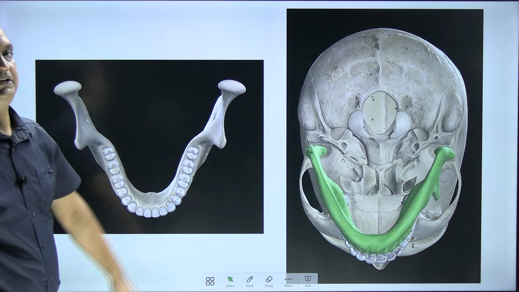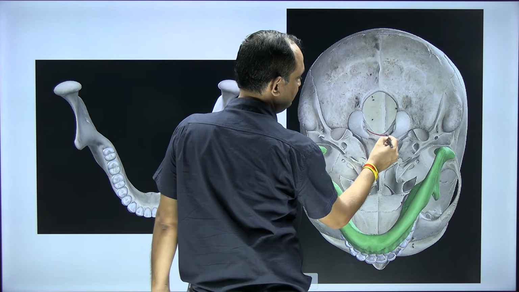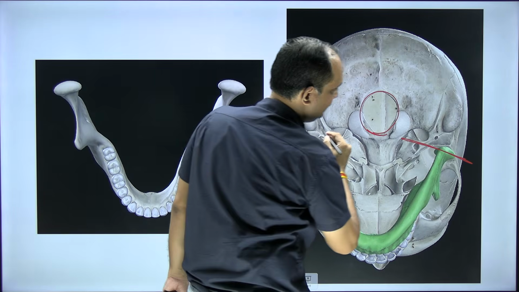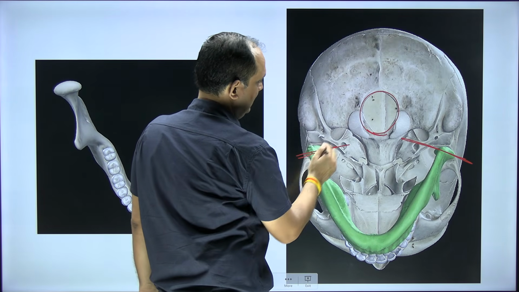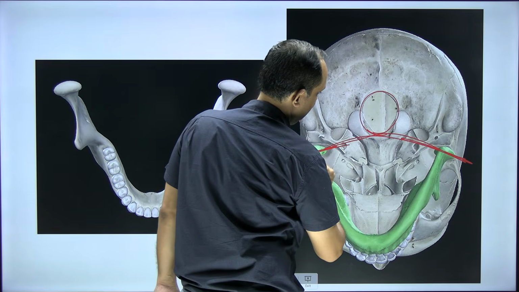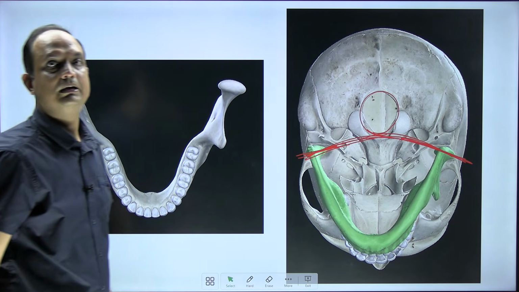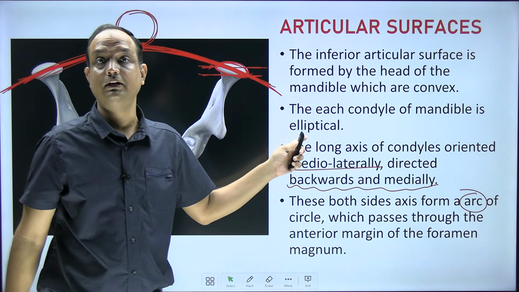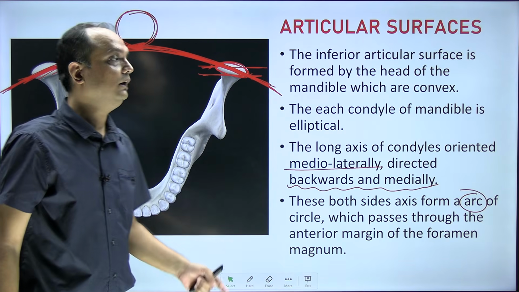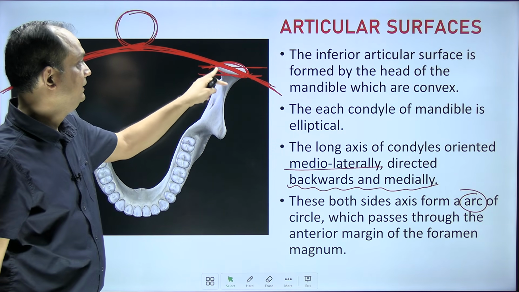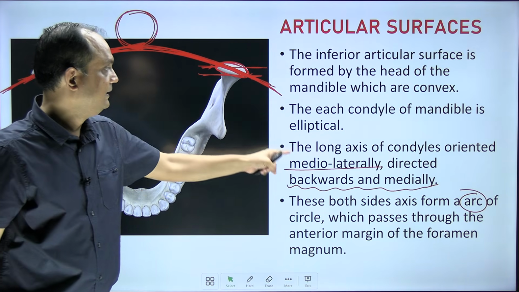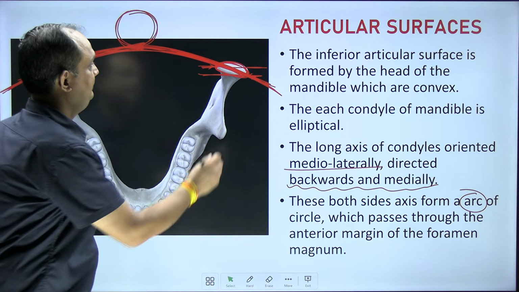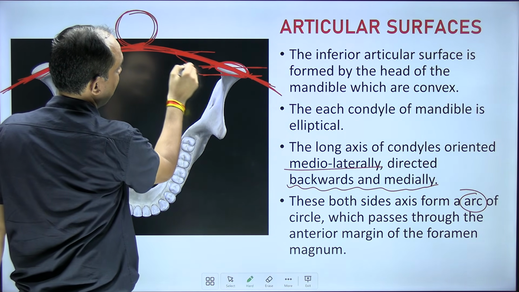So you can appreciate here that this is the anterior margin of foramen magnum, this is the foramen magnum, and these are the two axes which are not horizontal, they are going backward. If you make both, you will find that this is passing through the anterior margin of foramen magnum. Clear? So when you are seeing the inferior articular surface of the TM joint, you have to understand that the condyles are elliptical and the axis which is passing through the head is not exactly horizontal, it is going backward and medially.